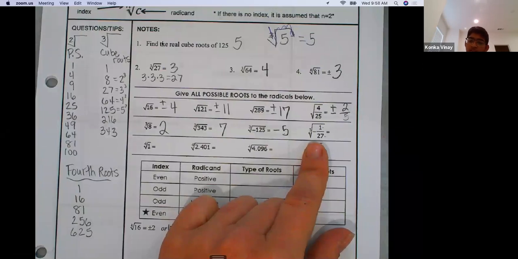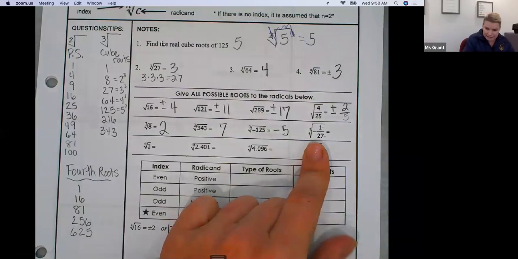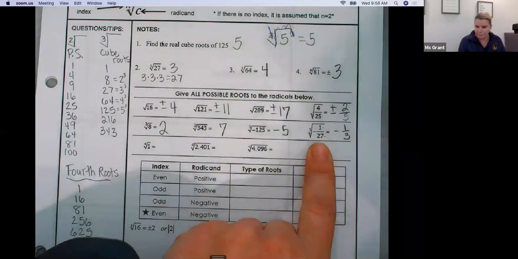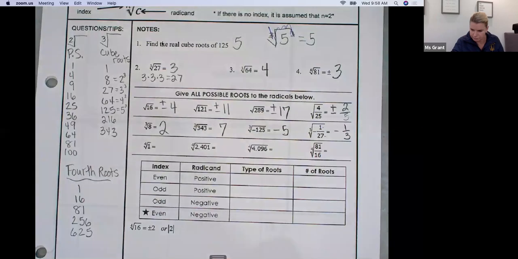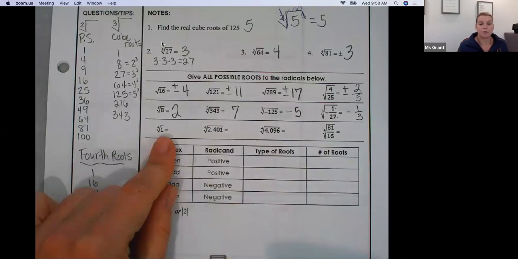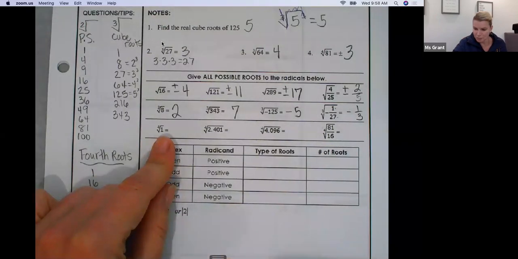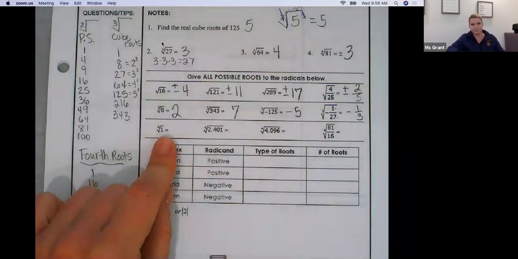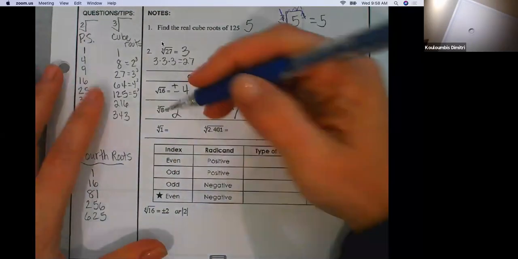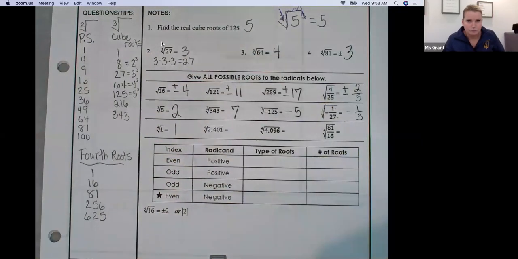Is it -1 over 3? It is. Good job. -1/3. Okay. Fourth root of 1. What times what times what times what makes 1? Dimitri. 1. Yeah. Easiest question of the day.